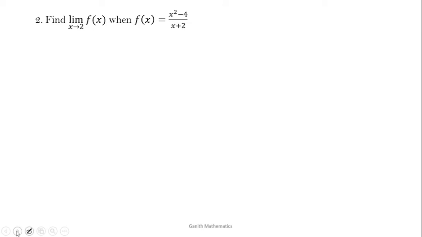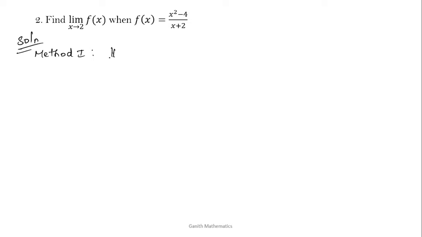So look at this problem. Find limit x tends to 2 f of x when f of x is equal to x square minus 4 divided by x plus 2. So in a similar manner we are going to solve this problem also. So solution. I am going to use method 1.